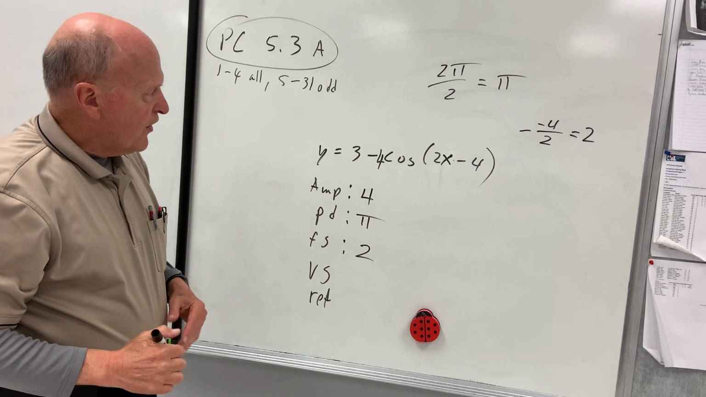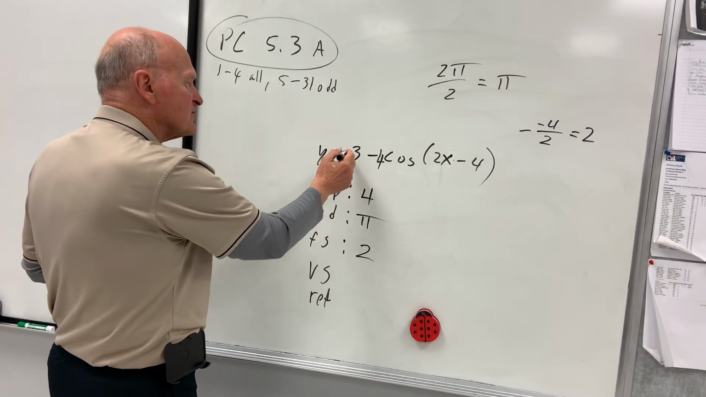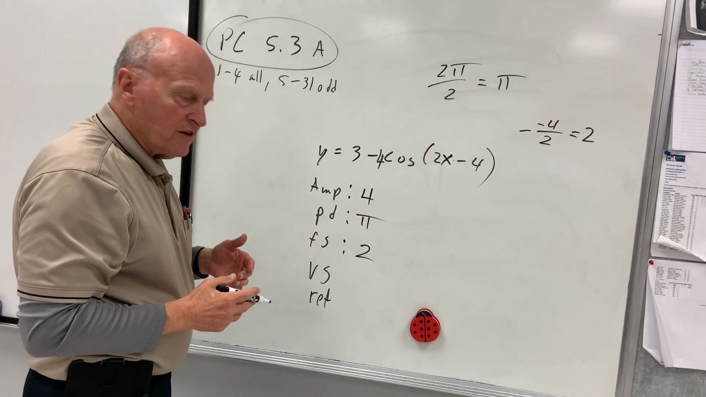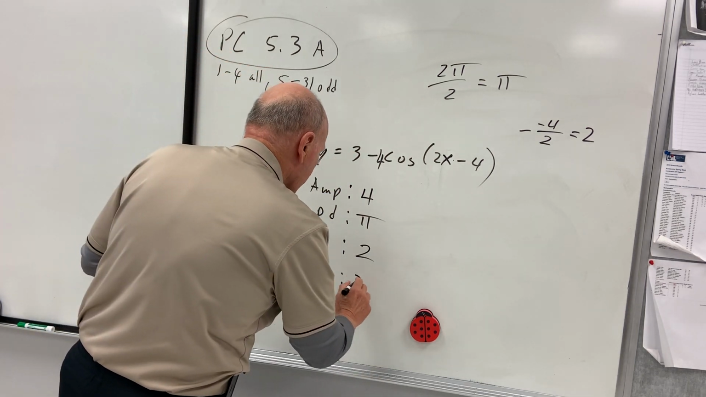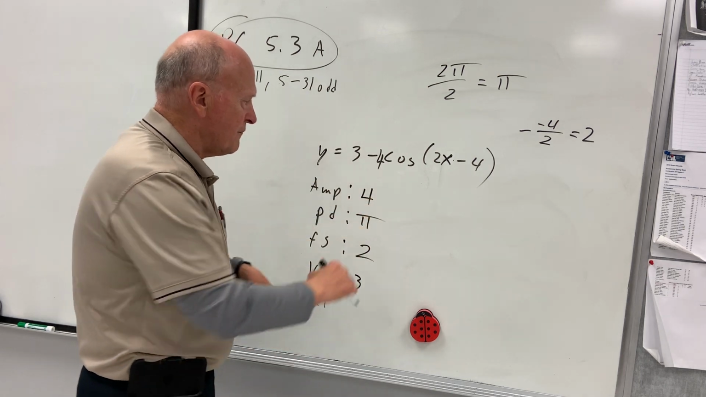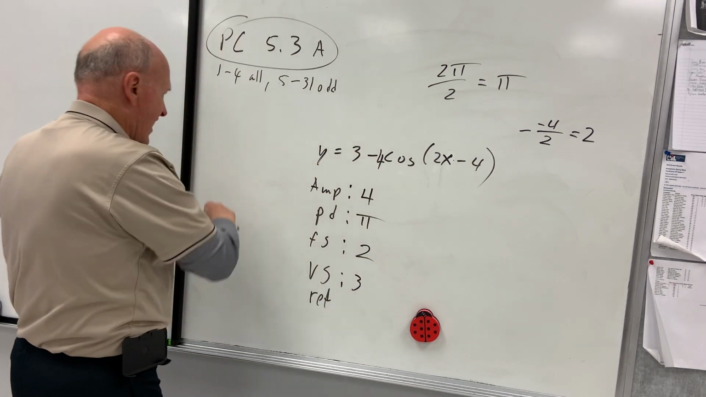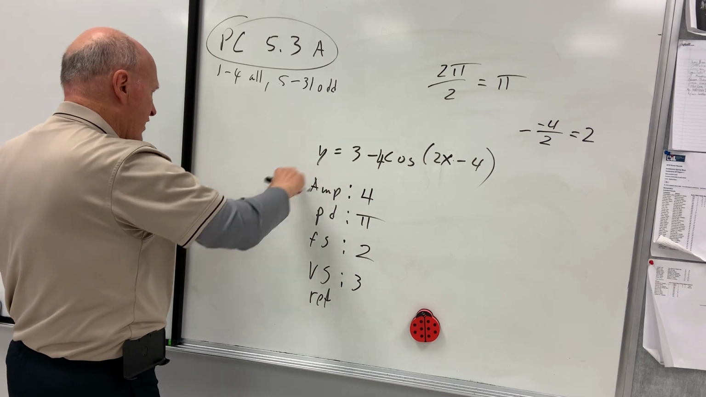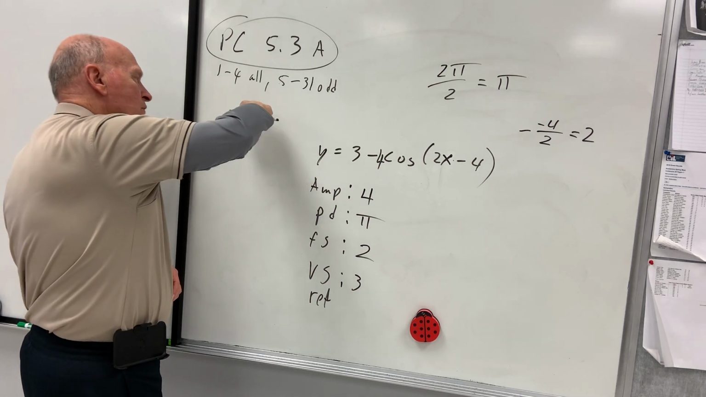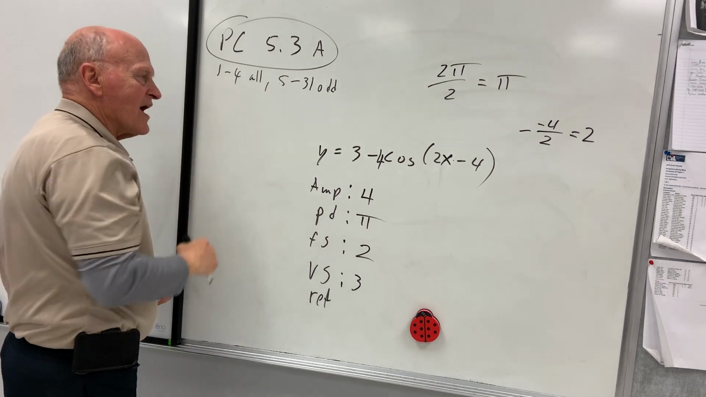The next one is the vertical shift. Whatever's sitting out here is going to be the vertical shift. I see that number's 3. That means I will pick up the whole graph, move it up 3, and set it back down. If I have that cosine graph that we had a while ago, we would pick it up, move it up 3, and set it back down.